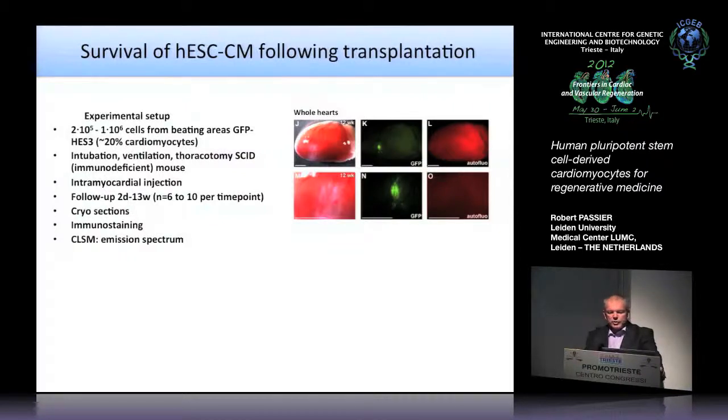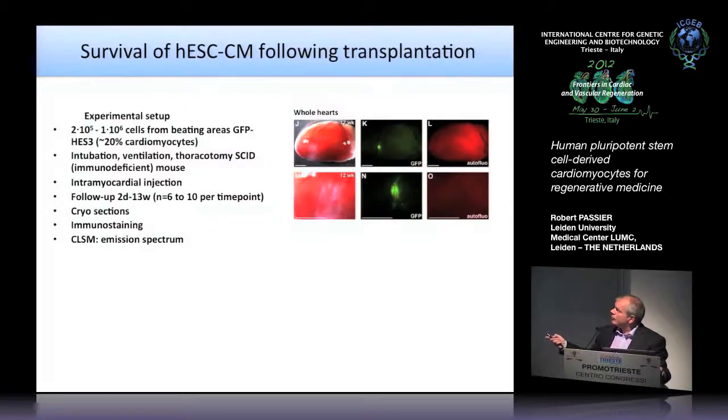We used immunodeficient mice, so SCID mice. We injected the cells in the heart, and we followed up to see if there's GFP expression after 2 days and up to 13 weeks. We made cryosections, and furthermore we also looked at confocal microscopy and performed different stainings. So this is a picture of the whole heart after transplantation.